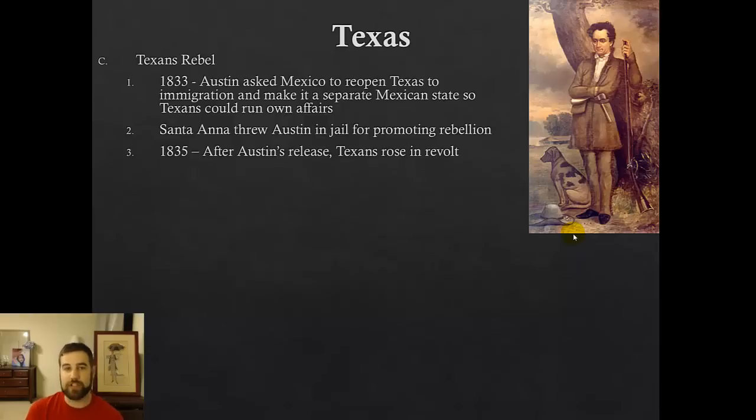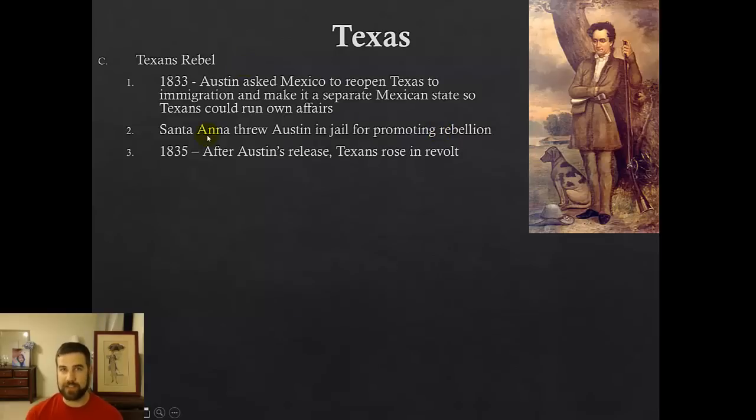and a letter reaches him about a plan to make Texas a separate Mexican state so that the Texans could run their own government, their own affairs. But his original purpose was just to negotiate with Mexico to clear up some of the differences between them. That letter is going to be intercepted by the Mexican government, and General Santa Anna, who is going to be in charge of Mexico, is going to throw Austin in jail, saying he's promoting rebellion.